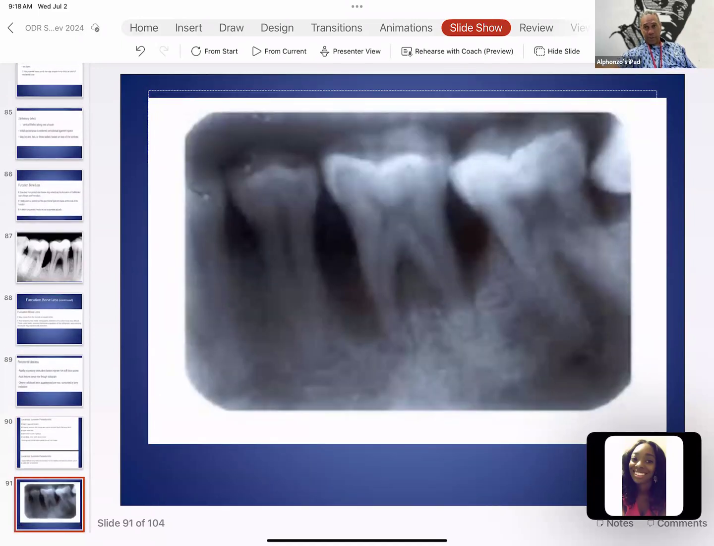Here's a shot of JP. This is what you see. You'll see it in the mandible on both first molars, sometimes in the maxilla.